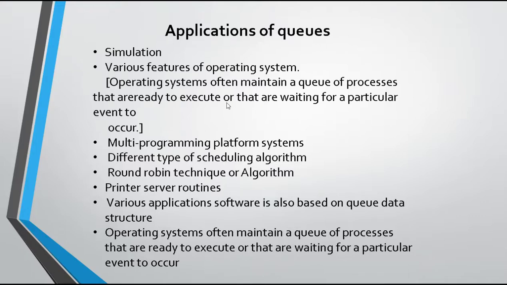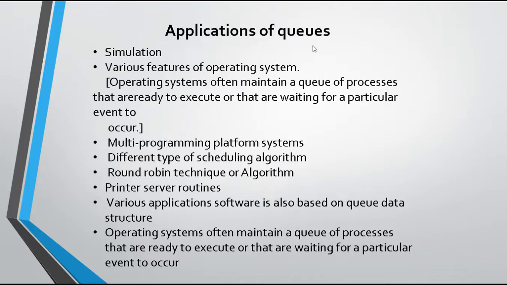The next application of queue is the multi-programming platform system. Multi-programming means the ability of an operating system to execute more than one program on a single processor. Then we call it multi-programming. So the operating system is capable of executing more than one program on a single processor. In that case, it is multi-programming. In a multi-programming platform system also we are using a queue.